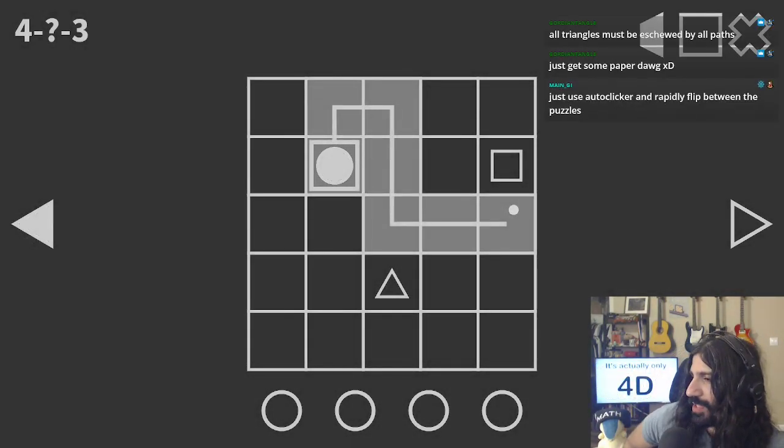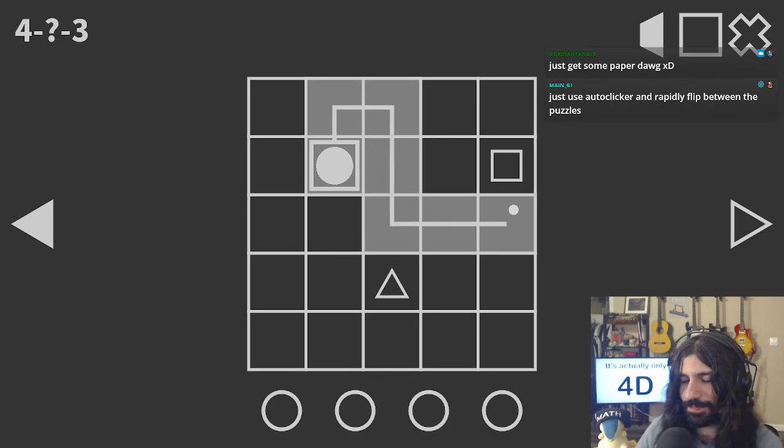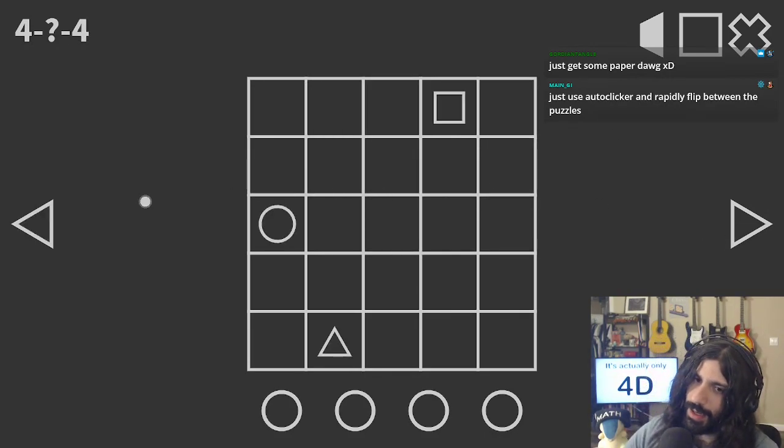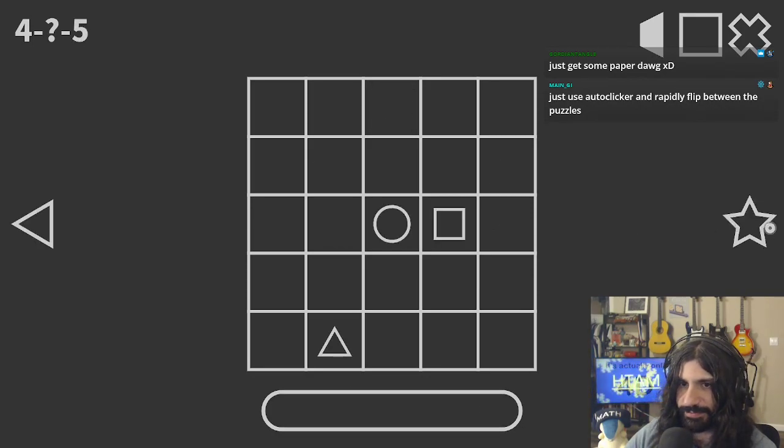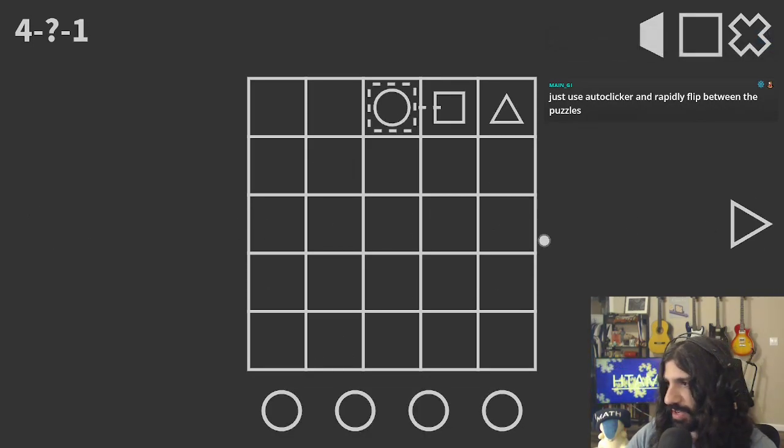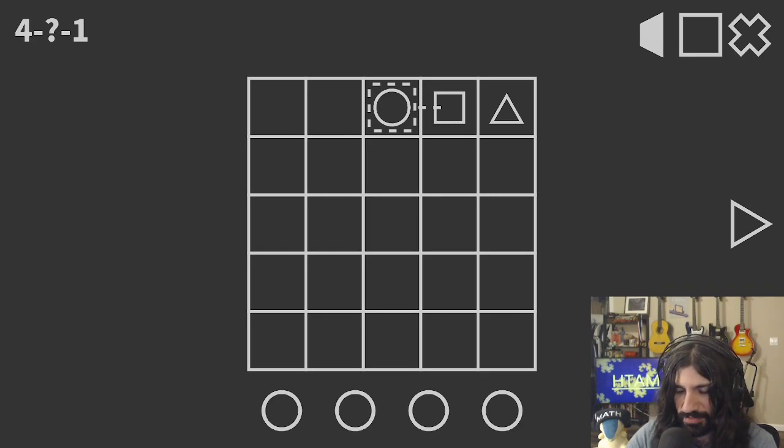Just get some paper, dog. That's homework. Auto clicker and rapidly flip between the puzzles. All right, I guess we'll do this with Microsoft Paint or something. I'm not just going to do this on paper while you guys watch me, because that's stupid.